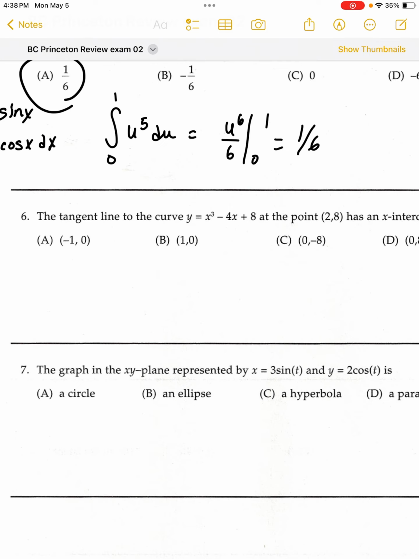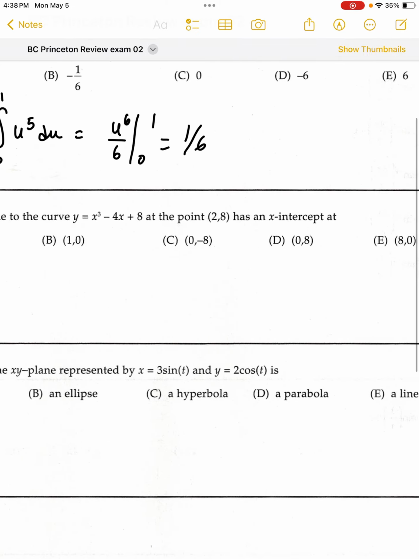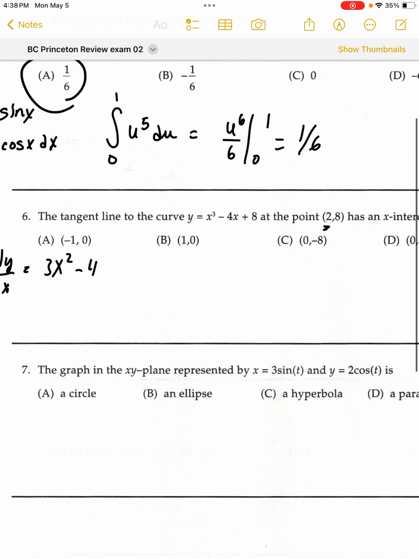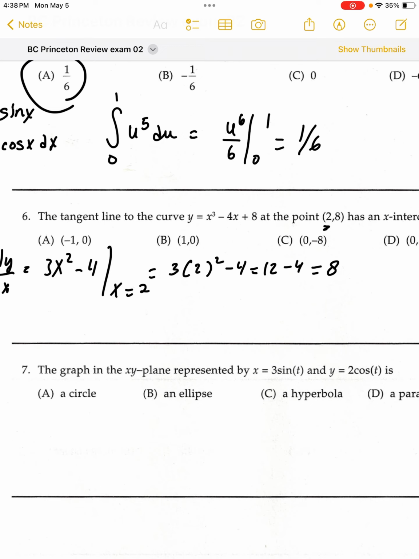The tangent line to the curve y equals x cubed minus 4x plus 8 at the point 2, 8 has an x-intercept of. Okay, so first, in order to find the tangent line, we need to find the slope. And for that, we need to find the derivative. So dy over dx is 3x squared minus 4. And we need to evaluate this at a point with x coordinate 2. So we're going to plug it in. We're going to get 3 times 2 squared minus 4, which is 12 minus 4, which is 8. Right?